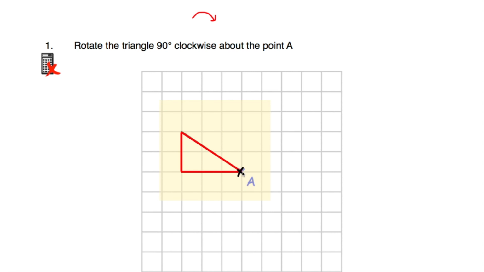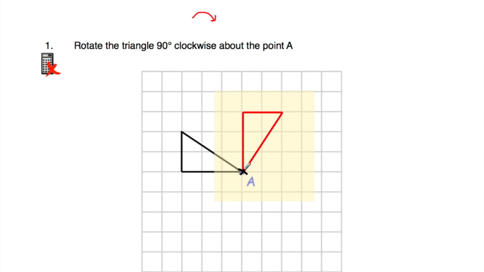So I would gently put my pencil on top of the center of rotation here, just holding the tracing paper on that point, and then I would gently rotate the tracing paper 90 degrees clockwise about it. So it would look something like this. And there you go. As you can see, we rotated the triangle 90 degrees clockwise about that point.